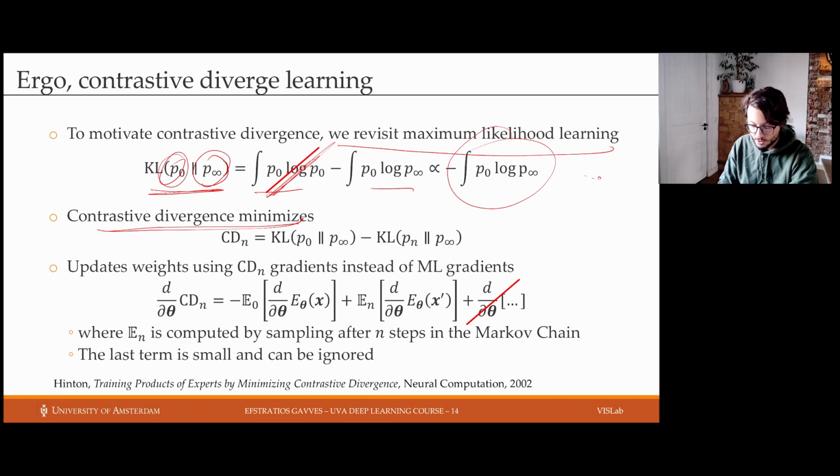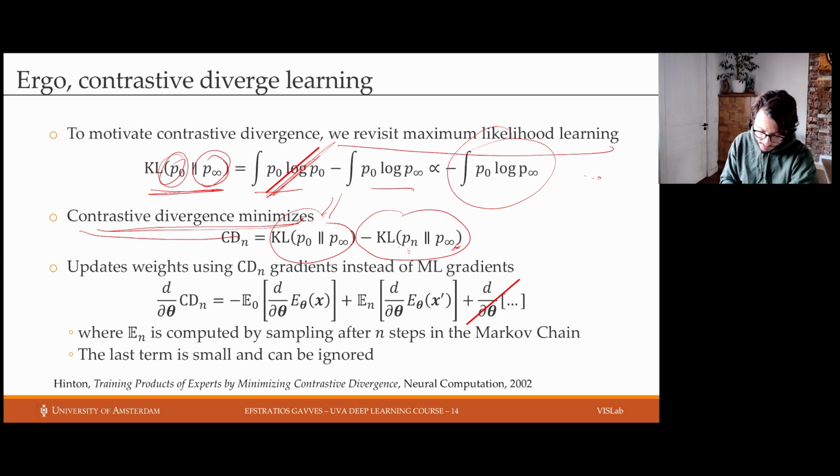What contrastive divergence does is something similar in a way. The first term is exactly the same as above. However, it introduces now a second term, computing the KL divergence from the distribution of our model after n MCMC steps to our final model. The final model is the one after, let's say, an infinite number of MCMC steps.